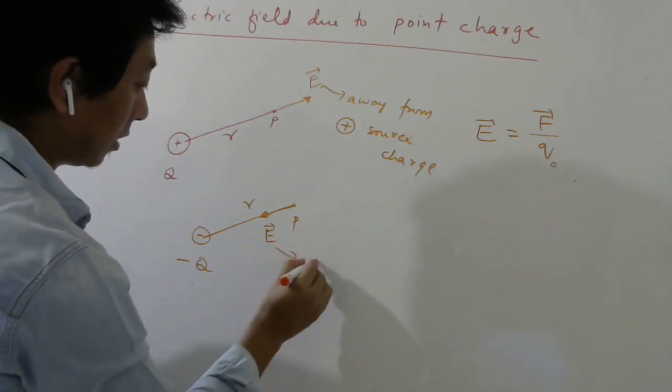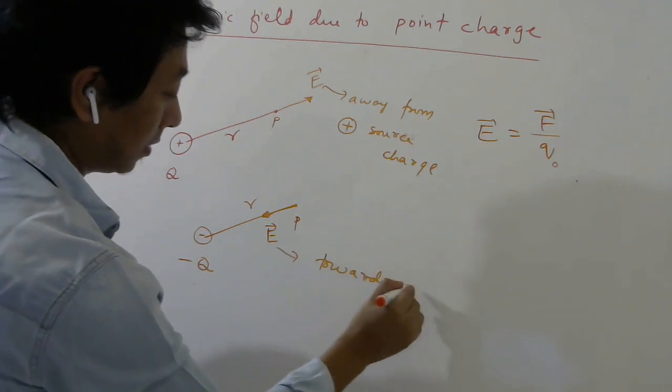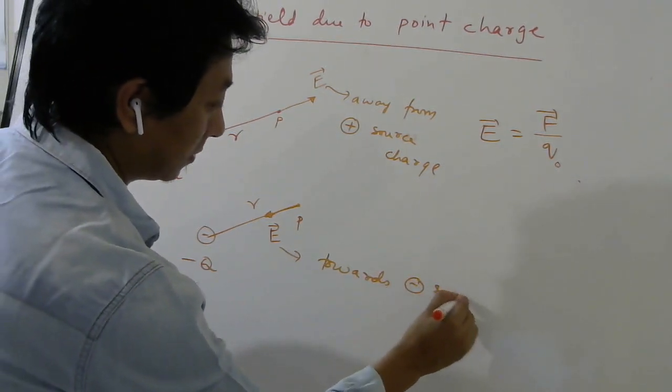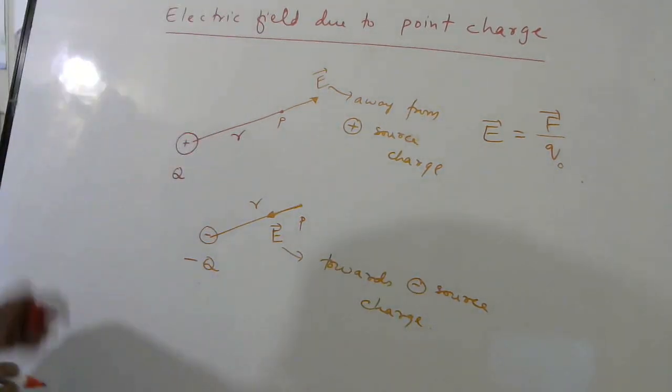So electric field is towards a negative source charge. Okay, so try to remember this concept.